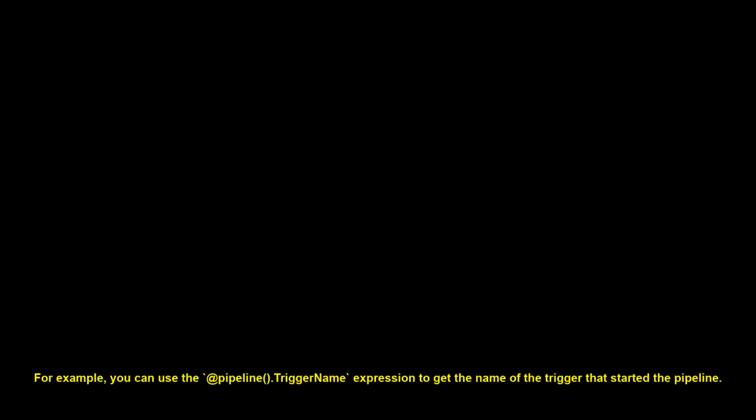Give your parameter a meaningful name. Define the data type for your parameter, such as string, integer, or boolean. Next, go to the expression field to set the dynamic value for the parameter. You can use the ADF expression language to create your dynamic expression. For example, you can use the @pipeline.triggerName expression to get the name of the trigger that started the pipeline.